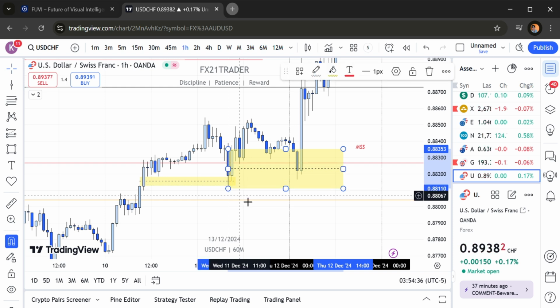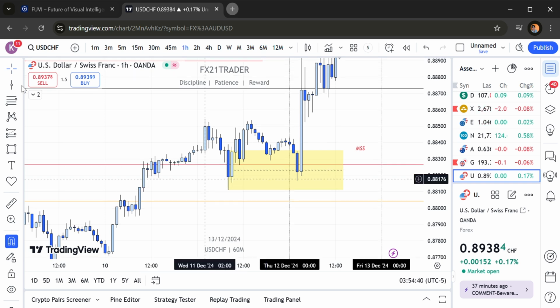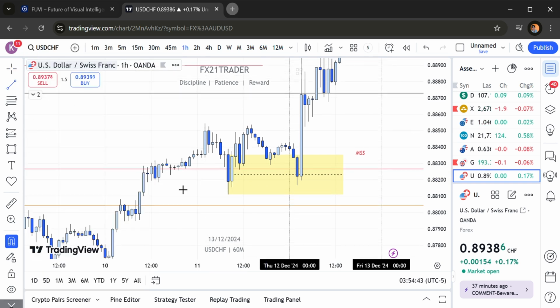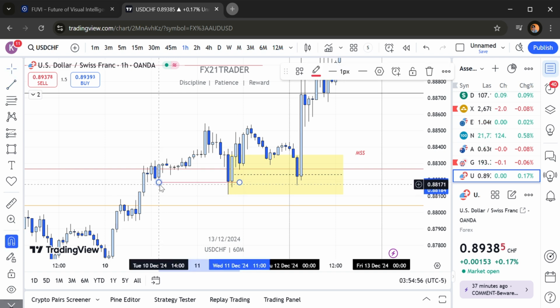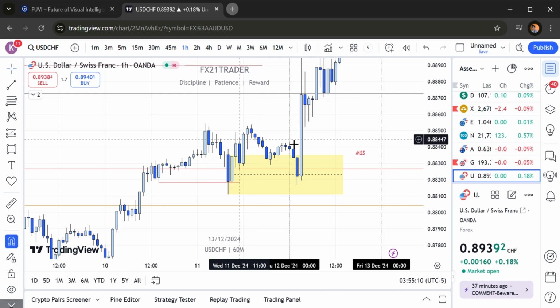If you can see, I would call this my order block because it took out liquidity right here. It took out session liquidity, if you can see right here. This is the lunch hour session liquidity. As you can see, the lunch hour begins at 1, so this liquidity was taken out. So we went higher and came back to the order block.